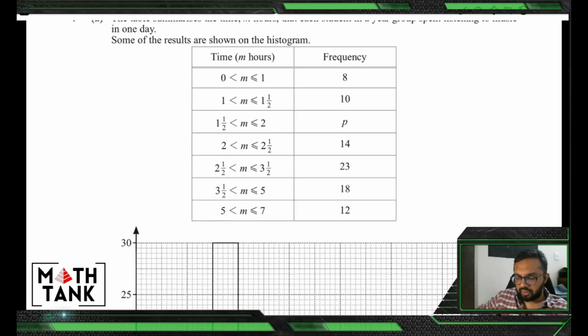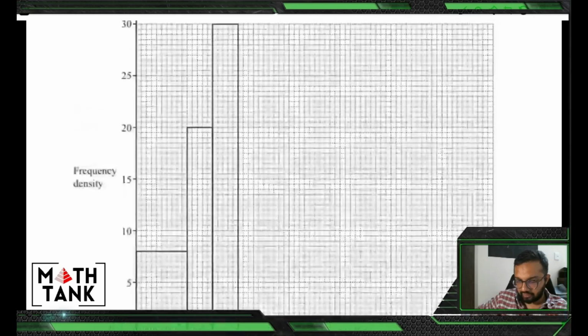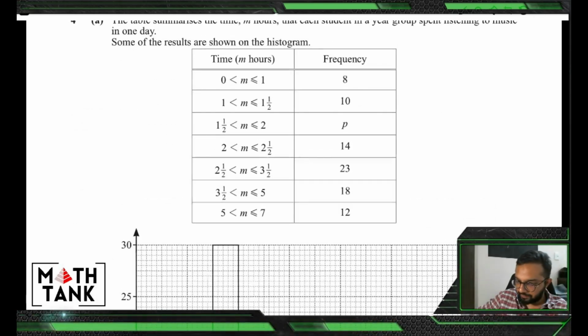So the only thing that I notice about this histogram is that the classes are slightly more compact. Okay, let's see what it says. Some of the results are given in the histogram. Use the histogram to find the value of P. Now, what is P? P is the frequency.